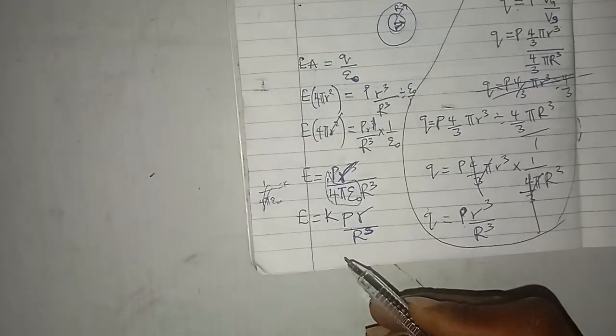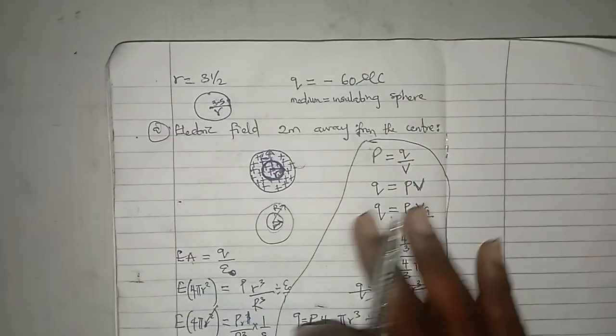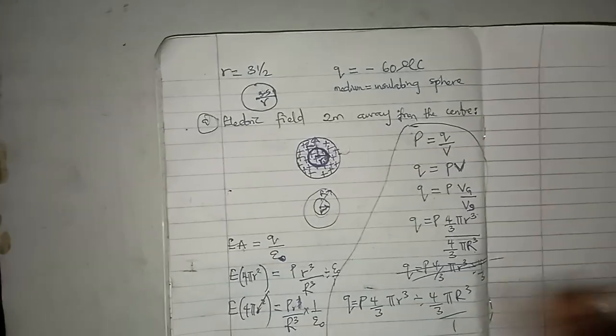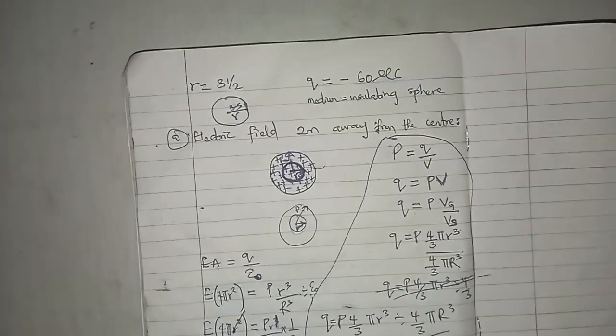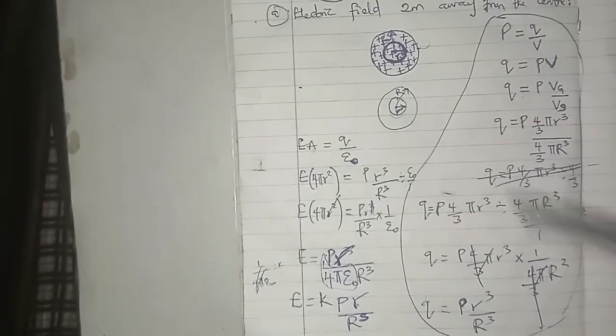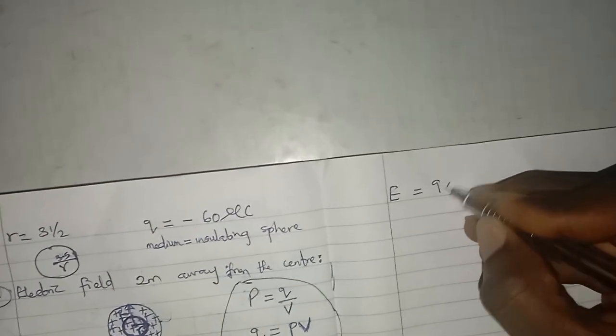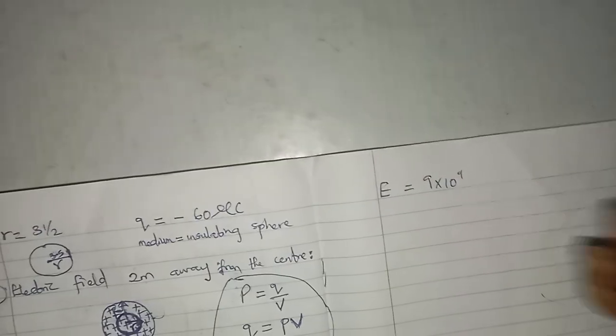So see it. If you know this, to find E now, 2 meter away from the center. Let's check something. 2 meter away from the center, remember that will be this R. E will now be equals to K, which is 9 times 10 raised to power 9.